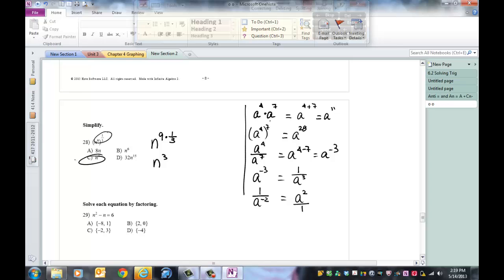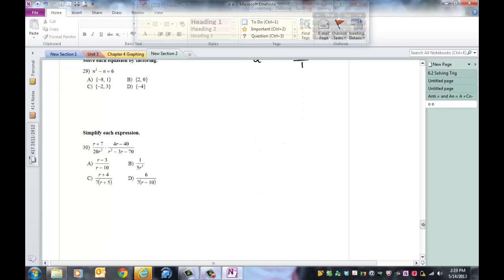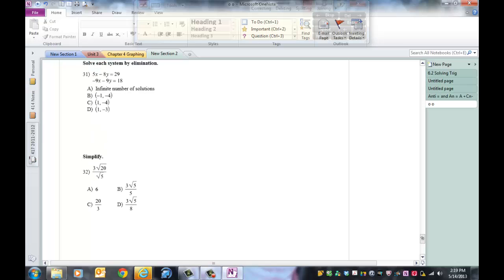Last but not least is question number 32. Question 32, you have to rationalize. Remember, rationalizing means multiply by whatever is in that denominator, because our goal, this is 5 to the first and this is 5 to the first. Two small square roots give you one big square root. So this is 3 times square root of 20 times square root of 5.